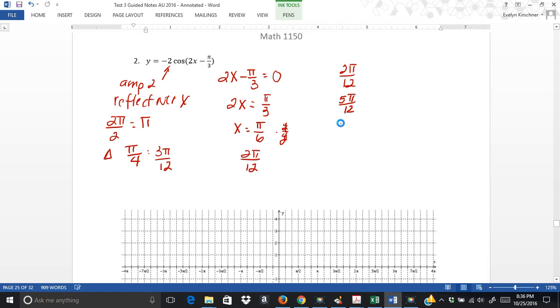And I'm going to add 3 pi over 12 again. So it's 8 pi over 12. And then 11 pi over 12. And then one more, 14 pi over 12. And this is the same as 7 pi over 6.